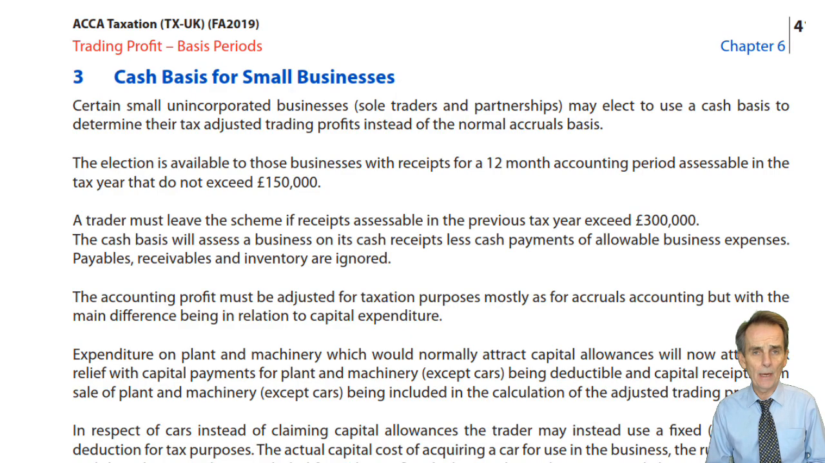The only area that still remains to be done here within Chapter 6, dealing with the unincorporated trader, is, as you can see here, Section 3, the cash basis for small businesses. Now, this area has not changed for a number of years. The system is exactly the same as it has always been. That is why the rest of the lecture that deals with this particular section is taken from Finance Act 17. Don't need to worry about the fact that that's a couple of years old.